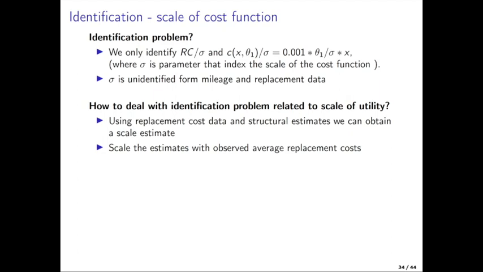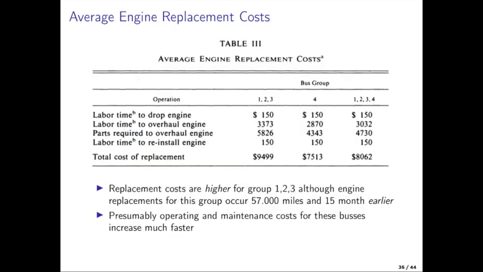So how do you deal with that? You could go out and calibrate the model, or bring in more data. Say, using replacement cost data and the structural estimates together, we can obtain a scaled estimate. John is doing that in his paper, and I'm going to review that example here. He scales estimates with the observed average replacement cost. He asked Hirosaka how much it actually costs to replace an engine. With that estimate, he can figure out what the scale of the cost function is in dollar values. Let's take a look at that.